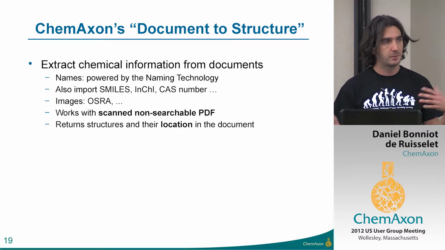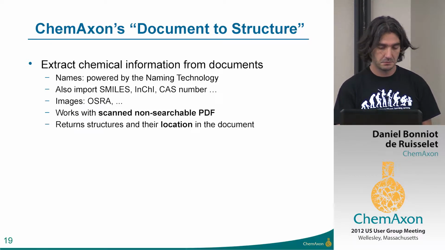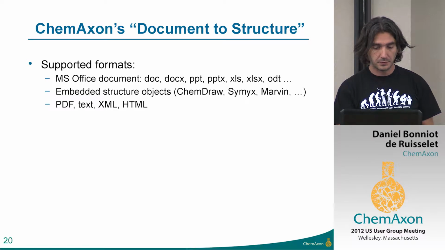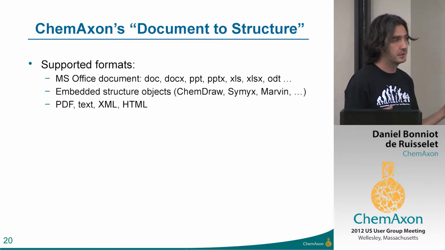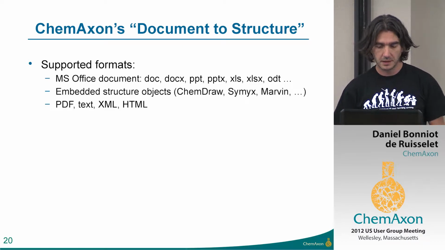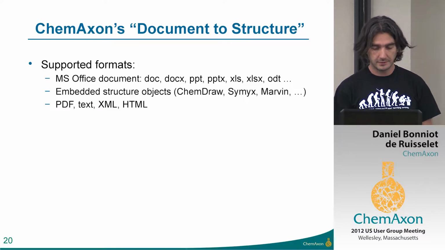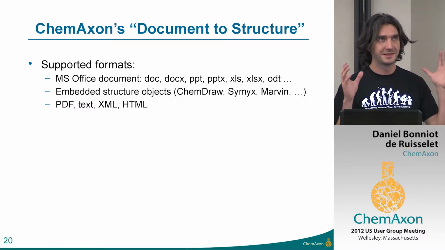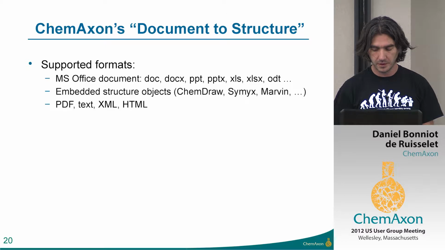So it could be the page number if it's PDF, or it could be the precise character if it's a text format like XML or pure text. So we support all the Office document formats, Doc, DocX, etc., PowerPoint and Excel, and also Open document. If it's an Office document, we can actually find the embedded structures that are there, in ChemDraw or CMix or Marvin. And we support PDF, text, XML, HTML. So now, this is the product that can take a document and give you, once you can open Marvin View, you can open a PDF and see a list of structures.